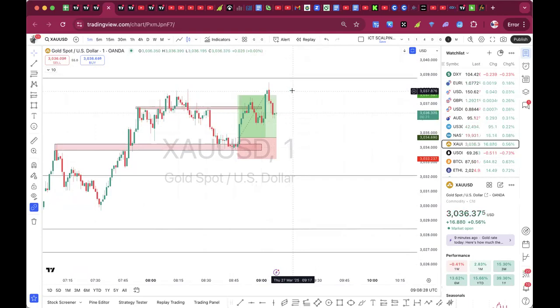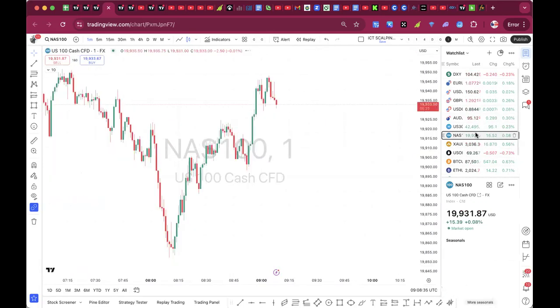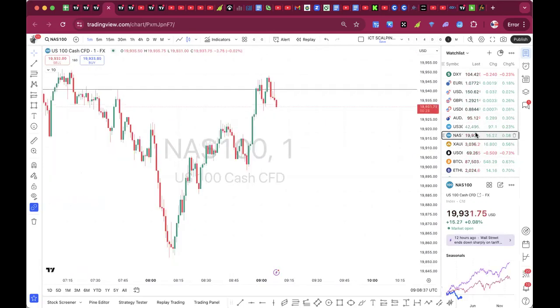But this ought to be grabbed. So point to point are very important because it's an area of liquidity that the market needs to collect and then move. Look at this. Good. This is a perfect example.